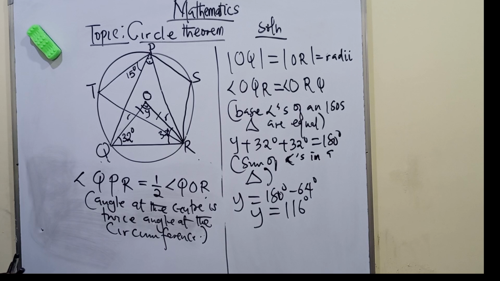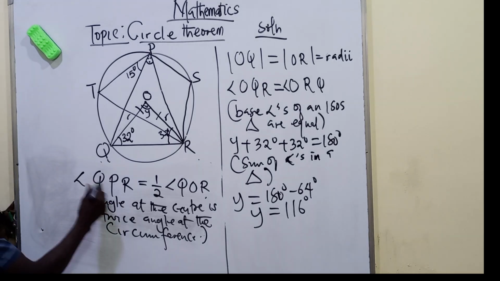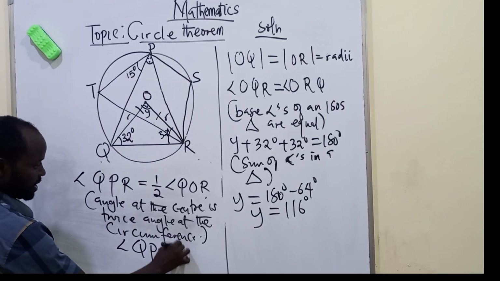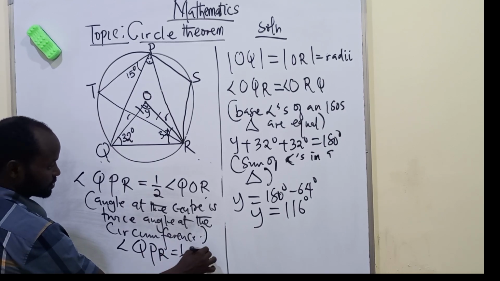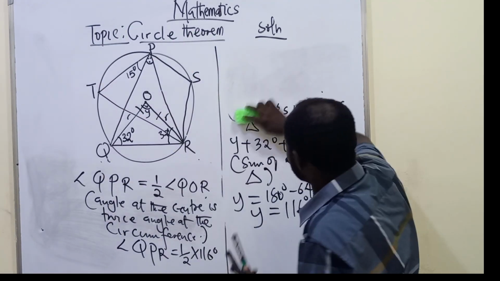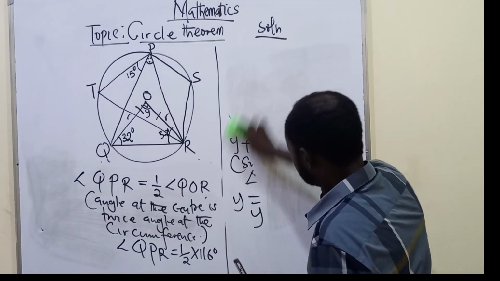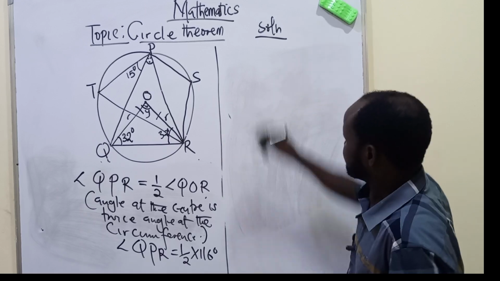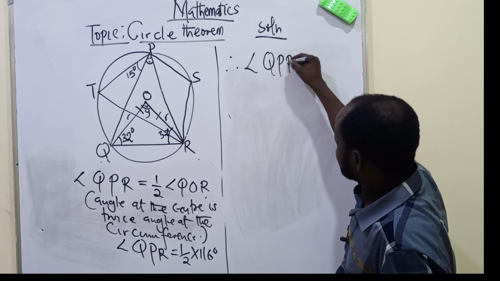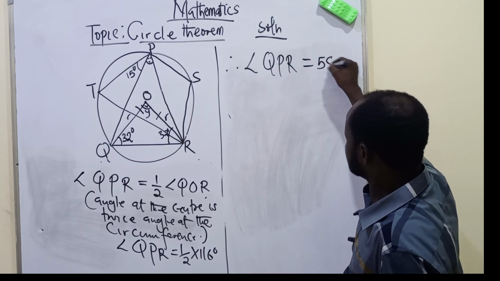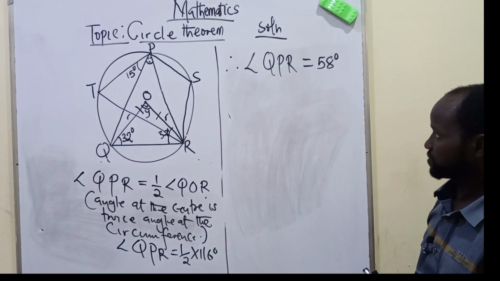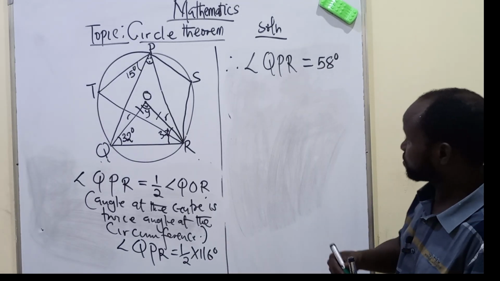So that's the reason. Okay. So we can easily find angle QPR now will be half of 116 degrees. Let's move here. Half of 116 degrees will be 58. Therefore, angle QPR now will be equal to 58 degrees. That's half of 116 degrees is 58 degrees. So we're through with the solution to Roman numeral 1.